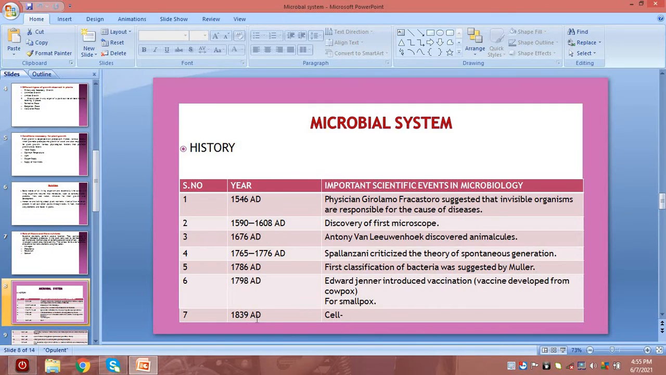Then in 1839 AD, the discovery of the cell was done. Cells we have discussed in unit 1. Two types of cells we have discussed, the prokaryotic cell and the eukaryotic cell. So the discovery of the cell was done in 1839 AD.